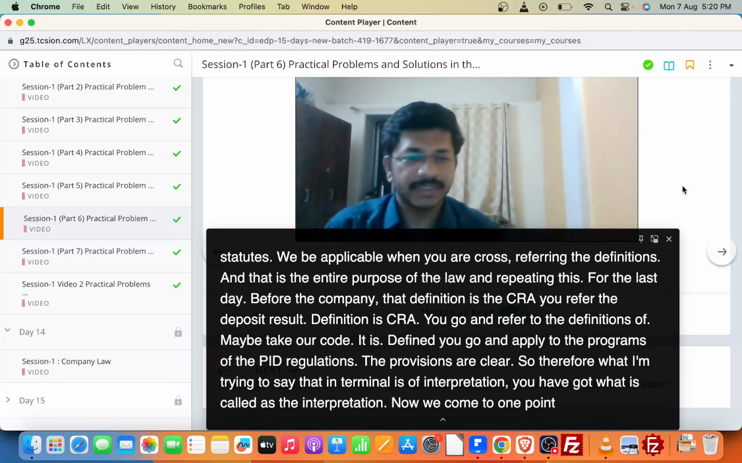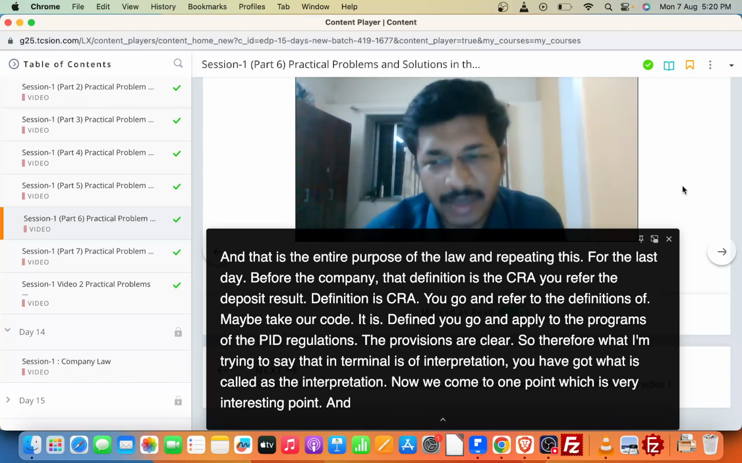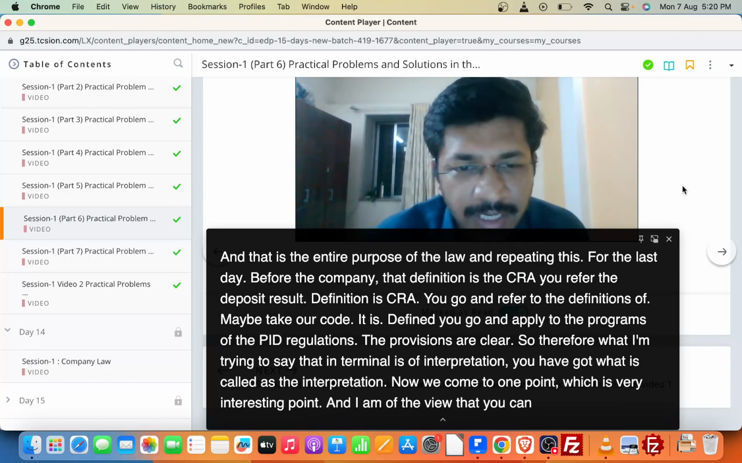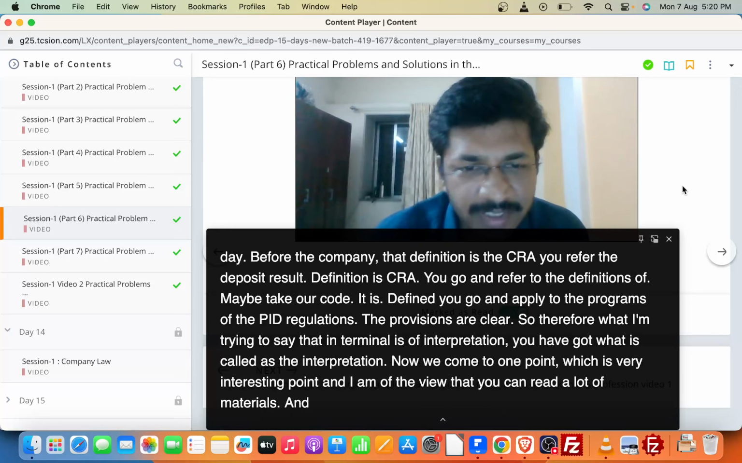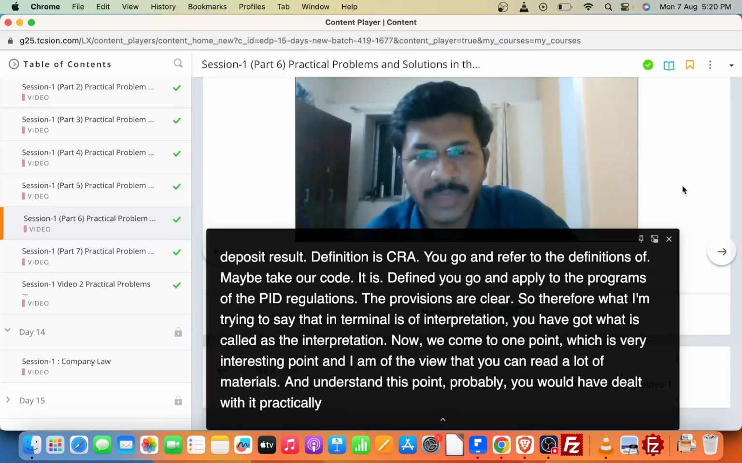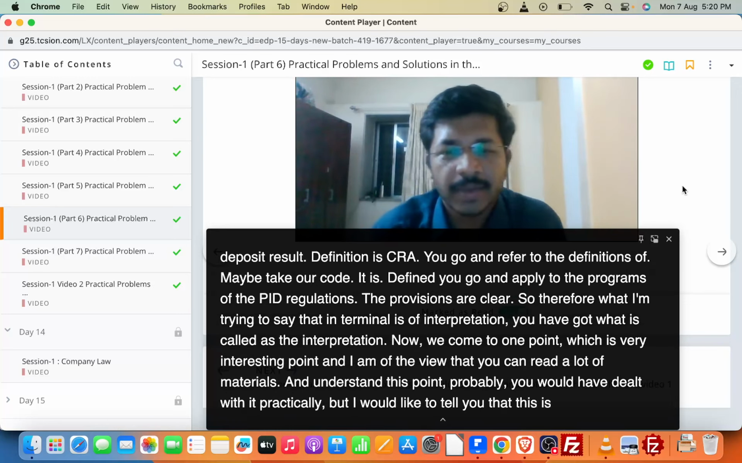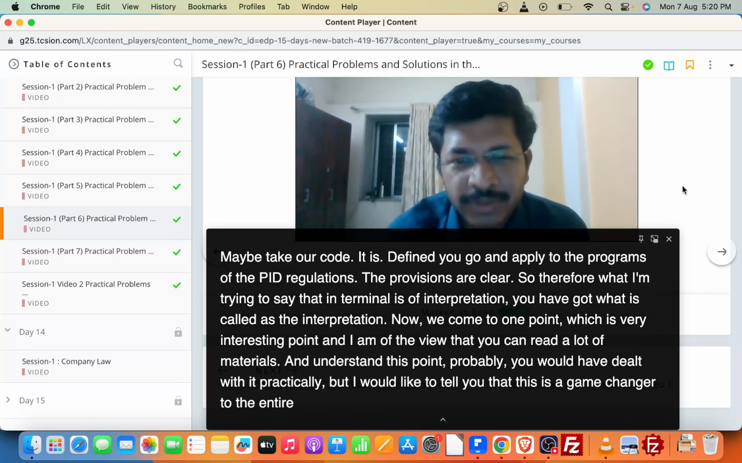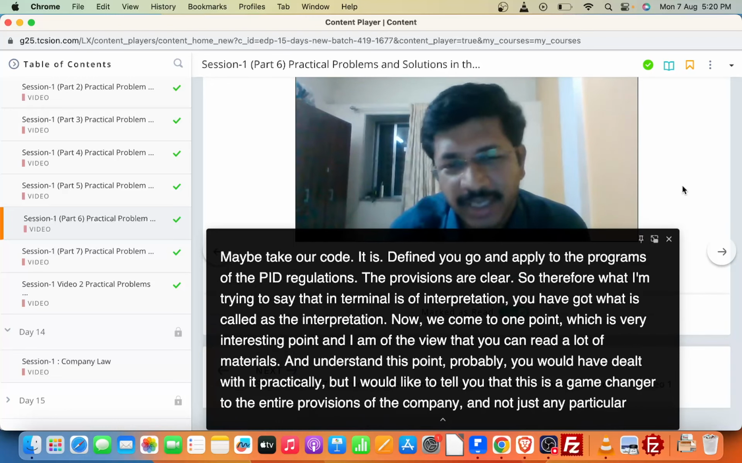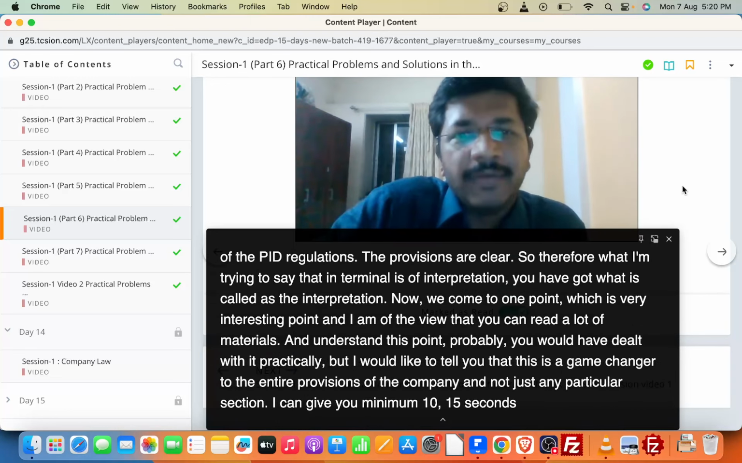Now we come to a very interesting point, and I am of the view that you can read a lot of material and understand this point. Probably you would have dealt with it practically, but I would like to tell you that this is a game changer to the entire provisions of the Companies Act, and not just any particular section. I can give you a minimum of 10-15 sections. Anyway, so what does this mean?